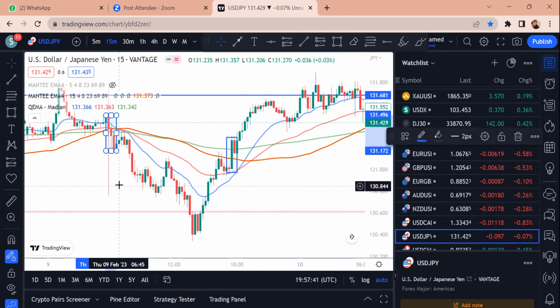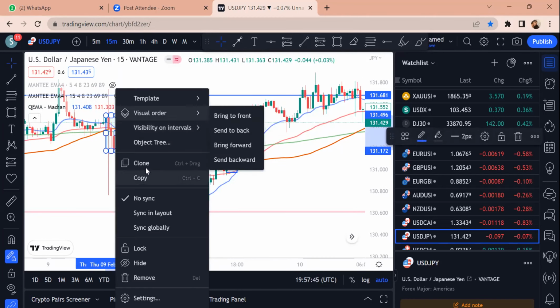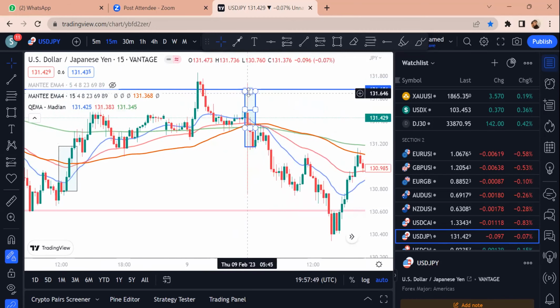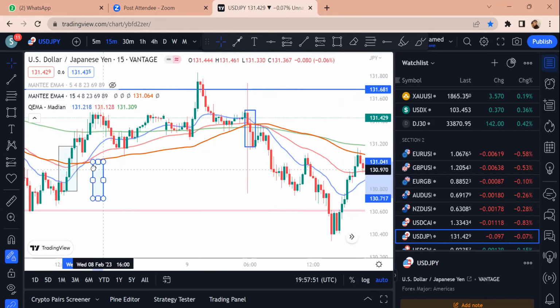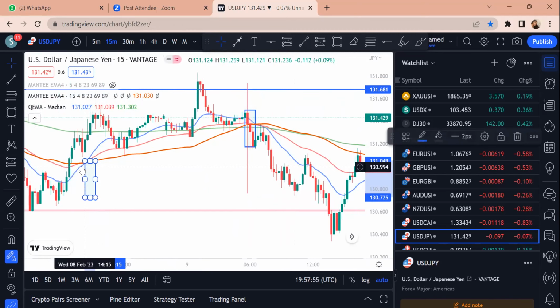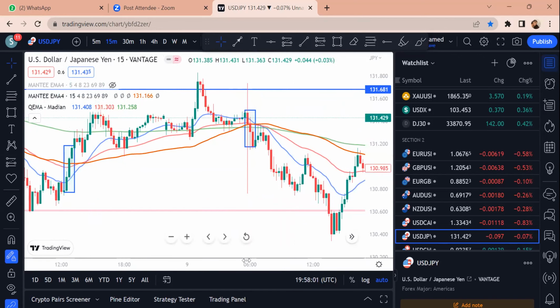Now, yes, fine. Now move it to the third one. Right click, clone it, then move to the left. Yeah, now delete that one and then put it on it. Yeah, that's fine. Expand it to be able to cover all three. All right, that's fine. Now go to the 1 hour, please.